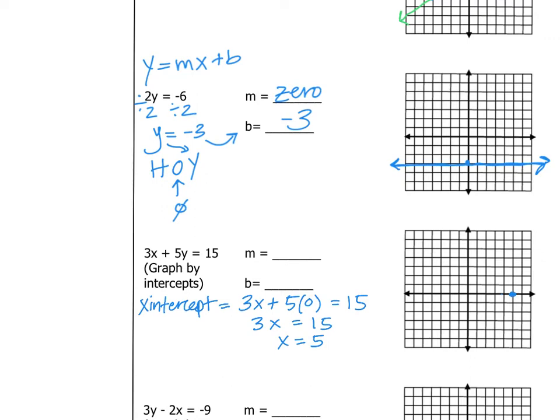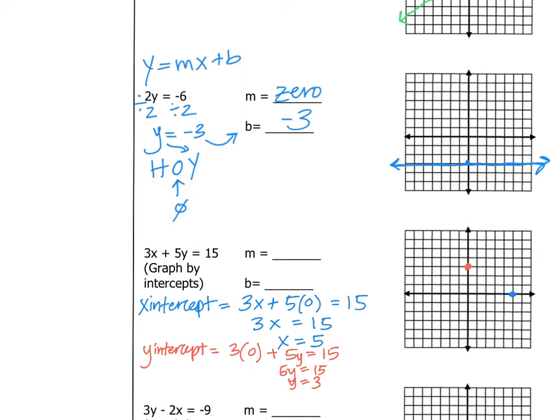And then now when we do the y-intercept, we're going to plug in 0 for x. So we have 3 times 0 plus 5 equals 15. Okay, and so, whoops, I forgot to write my y. So then we have 5y equals 15. Divide by 5 on both sides, and so then we get y equals 3. So we need to go over to the y-axis, and at +3 we need to put a point. Okay, so now we have 2 points on the graph.